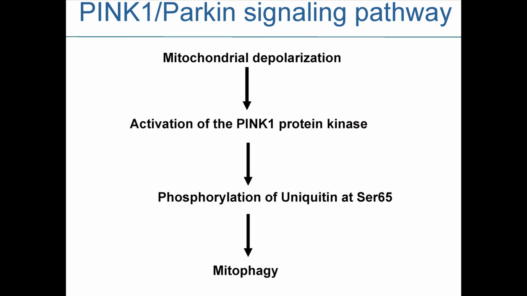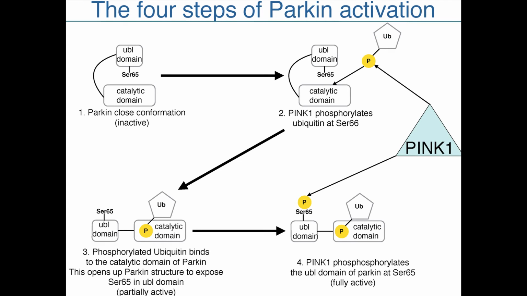So our model at the moment is that, once PINK1 is activated following mitochondrial depolarization, you get phosphorylated ubiquitin, and this induces mitophagy. This is the working model, and there is more data to support it that I'm not going to show you, but the evidence suggests that Parkin exists in cells in a closed, inactive conformation, in which serine 65 in the UBL domain is buried, probably by binding to the catalytic domain.